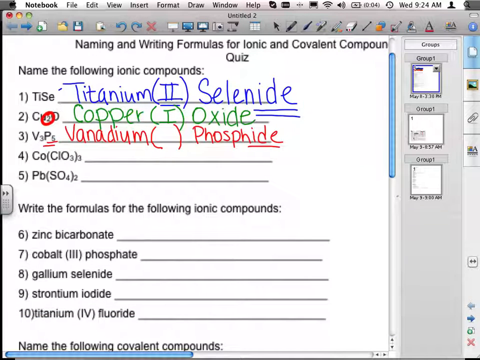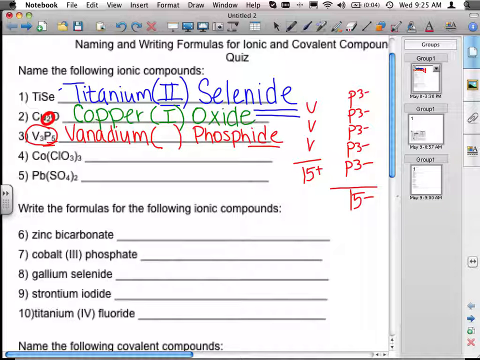So if I have 3 V's and 5 phosphoruses, each of the phosphorus being -3, my total negative charge is -15, meaning my total positive charge has to be +15. So if I have 3 vanadiums, each of their charges is +5. So +5 goes in as a Roman numeral.